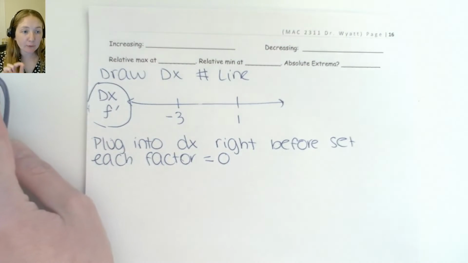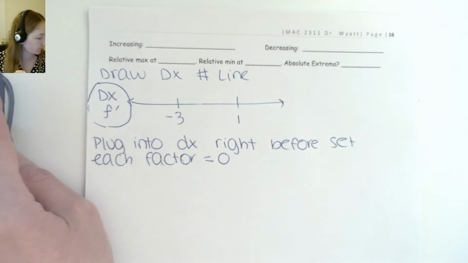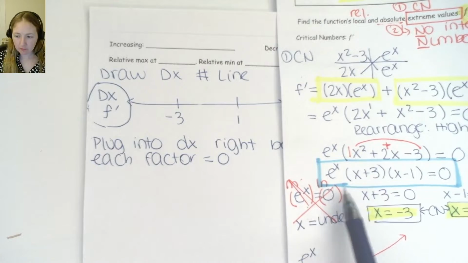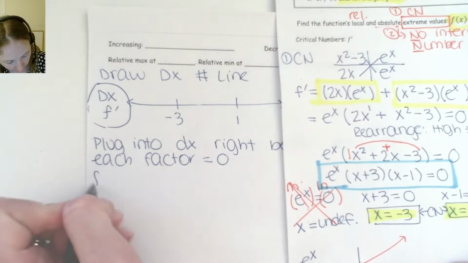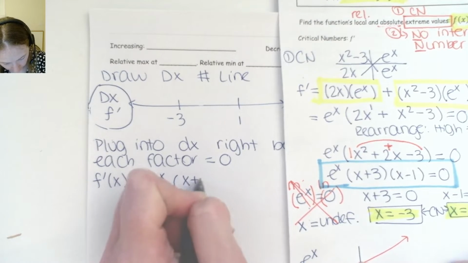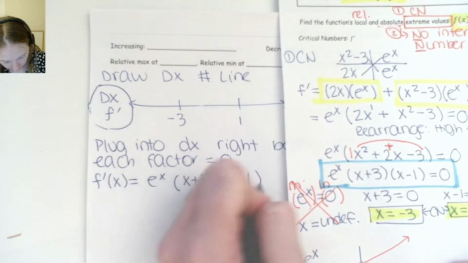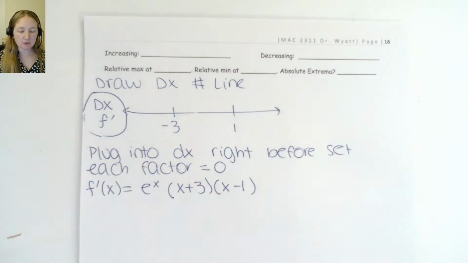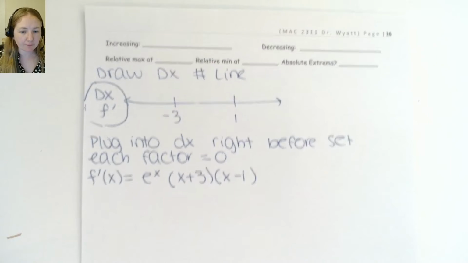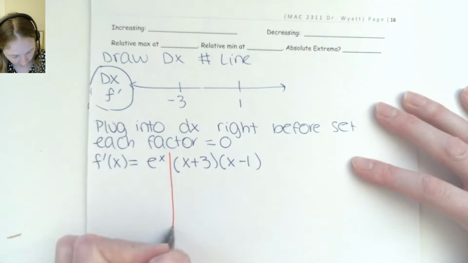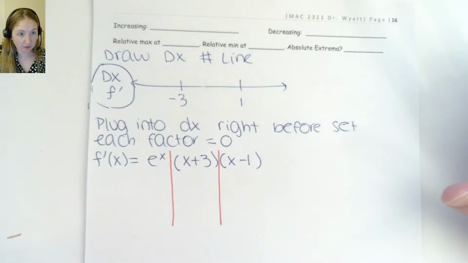That is the most simplified version of our derivative. Okay, so again, I kind of mentioned that back over here, right before I set those guys equal to 0, that's the formulation of the derivative that I want to plug into. Okay, and then we create our little chart. And again, we are doing this without a calculator. So there is no need to punch a button here.